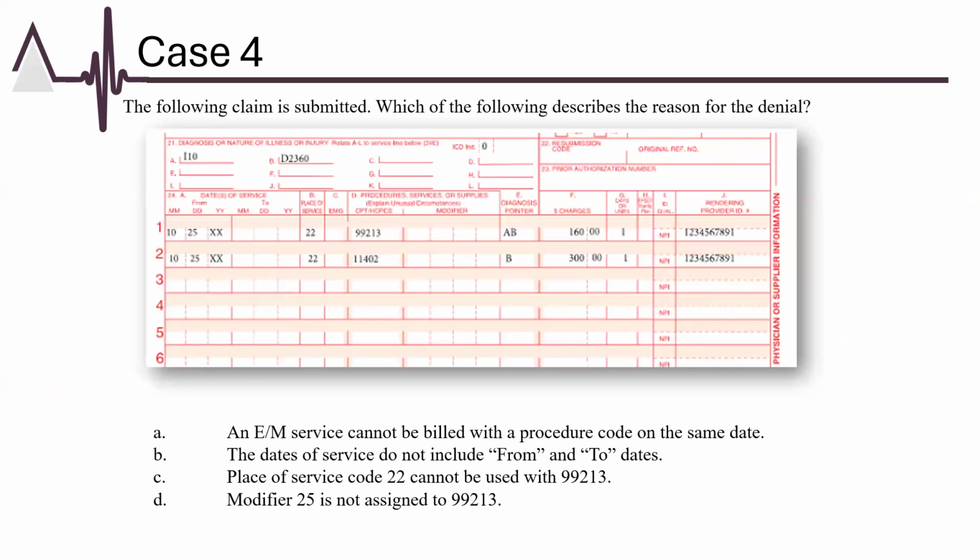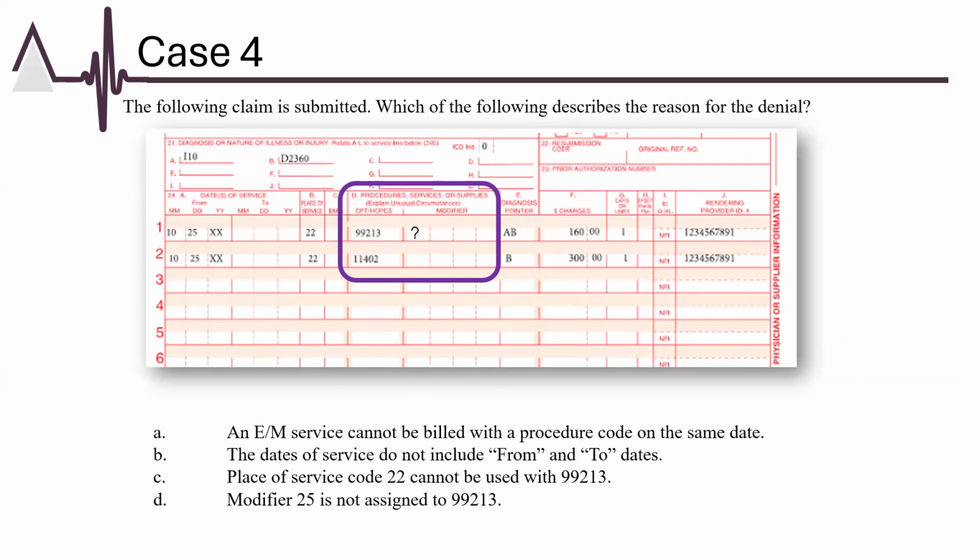Case 4. The following claim is submitted. Which of the following describes the reasons for the denial? We see the HCFA prior to the answer options. A quick glance, my eyes immediately noticed that this is an E&M service billed with a surgical procedure, but there is no modifier present. We know from our coursework that when an office visit is billed in conjunction with a minor office procedure, we must affix the modifier 25 to the office visit.